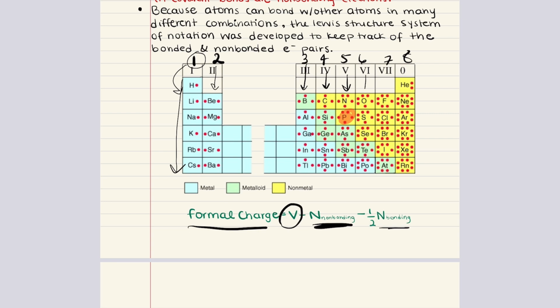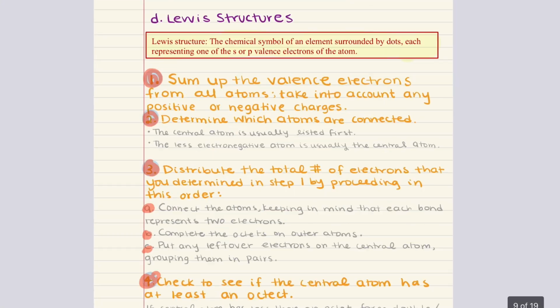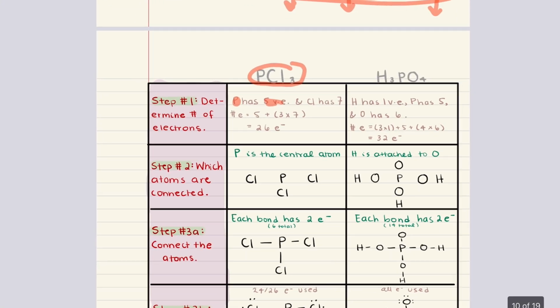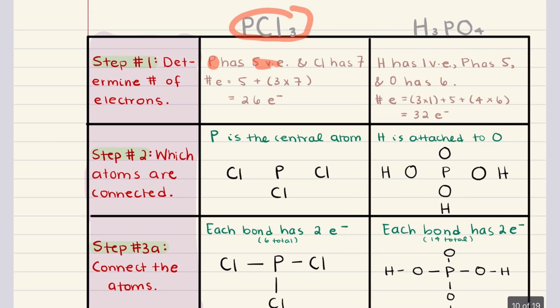What about chlorine? Chlorine is in group 7 right here. That means it has 7 valence electrons. So then for this first part, where we're determining the number of electrons, we're going to have to add up 5 valence electrons for phosphorus, and then 7 electrons for chlorine, but we have 3 of them, so 7 times 3. That's going to equal 21, and then we can sum up 21 and 5 to get the total number of valence electrons.